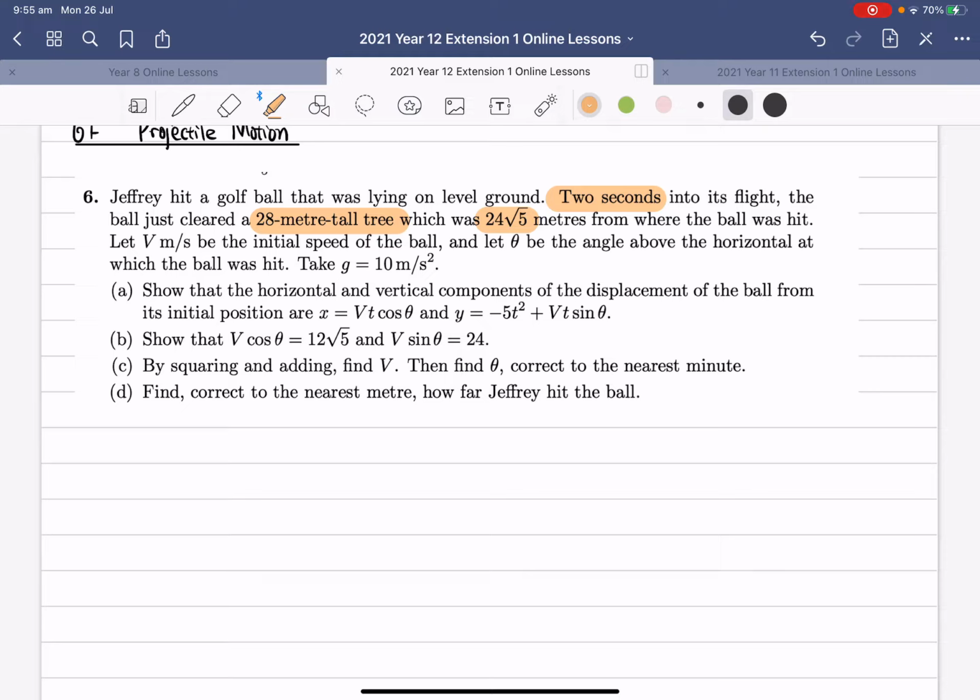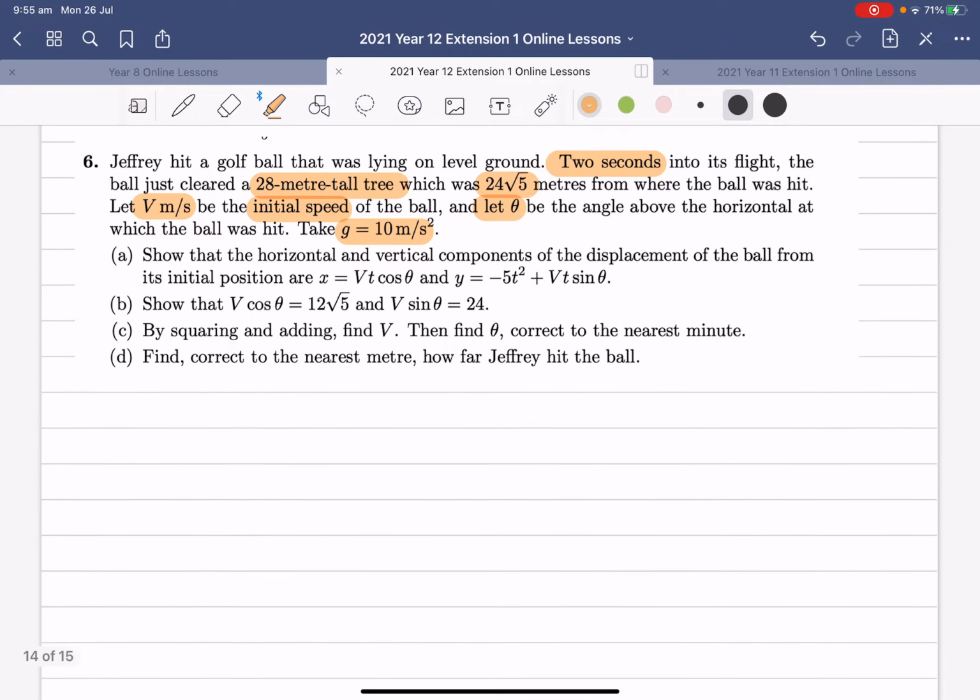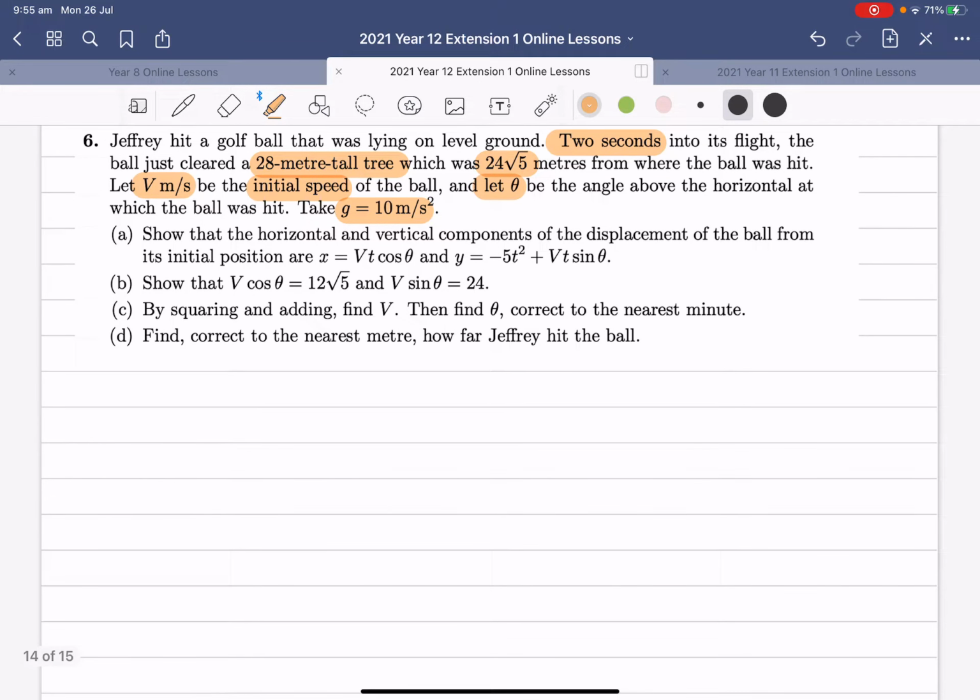Let V, capital V, be the initial speed. Let angle theta be the angle above the horizontal at which the ball is hit. Take g is equal to 10. Okay, so I've got all the information I need. All I need to do right now is just draw a simple diagram.